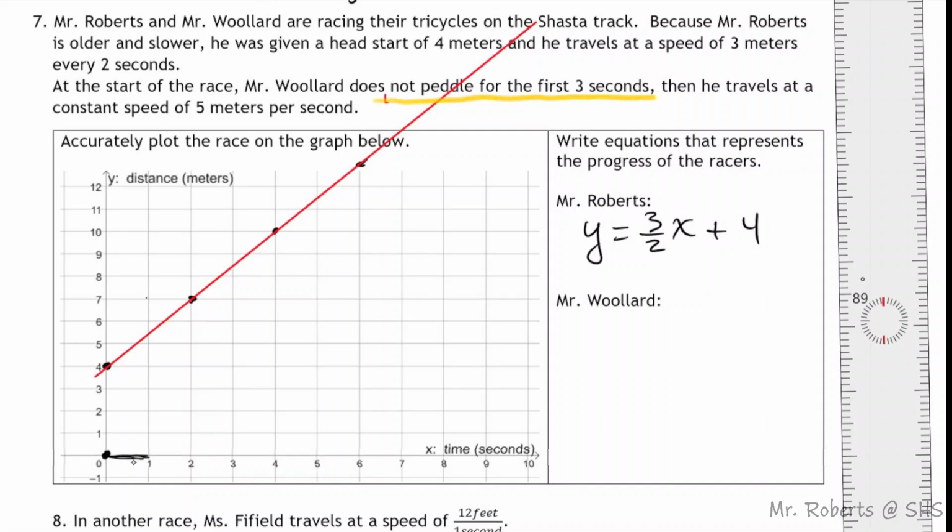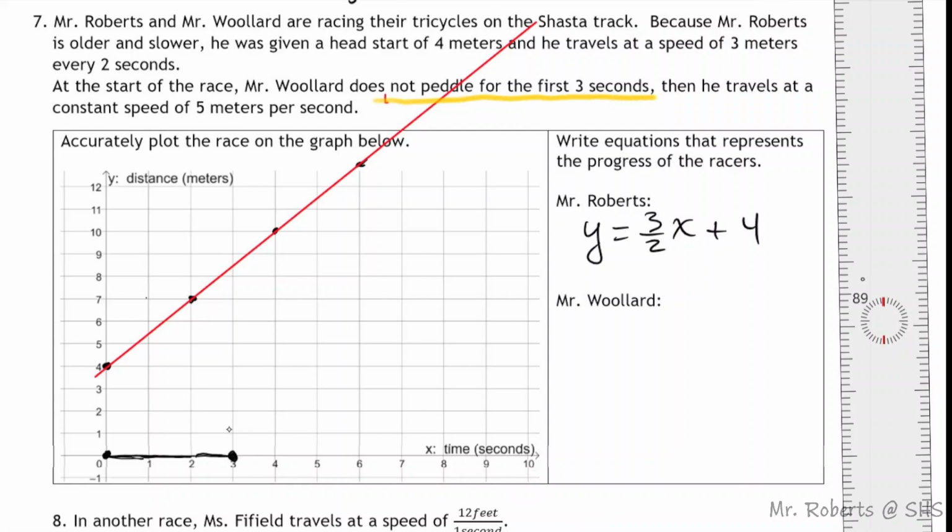We saw this when we were looking at the walking the line in the classroom. Another second, he still has not moved. He's still exactly holding still. 3 seconds, he's still not moved. At this point, he begins, right? This is the first point where he begins. And how does he move? He moves 5 meters every second.